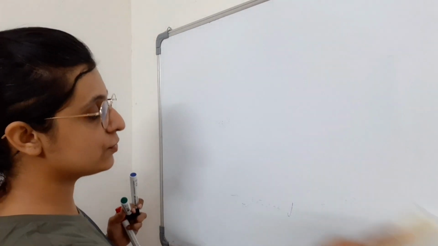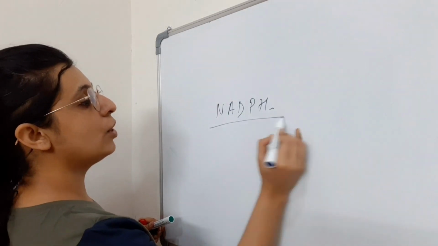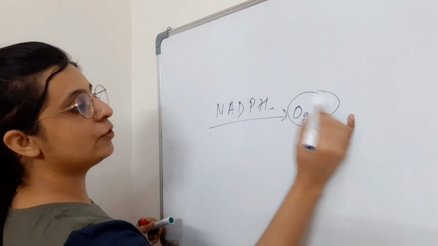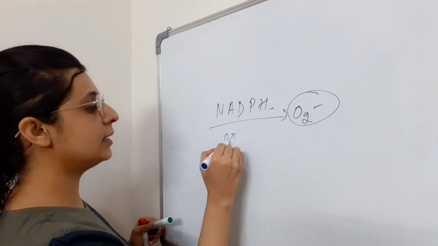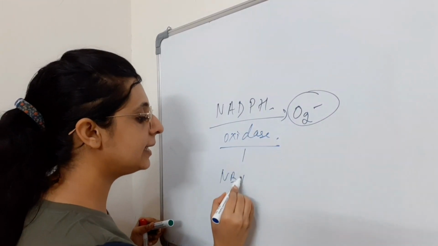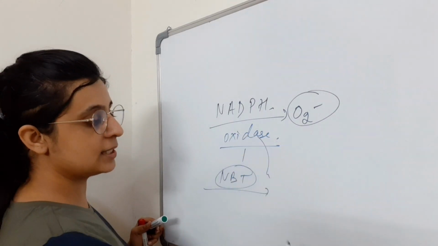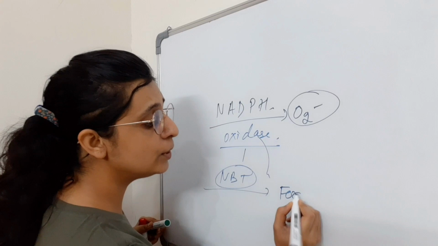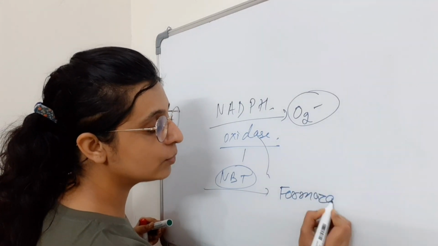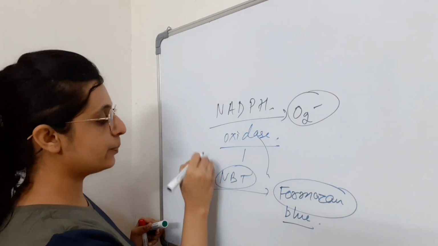In order to diagnose phagocytic defect, I told you NADPH oxidase enzyme was required in order to form superoxide ions required for killing of microbes. If this NADPH oxidase enzyme is present, that can be detected with NBT test. It is a colorless compound which in the presence of this oxidase enzyme will get converted into blue-black formazan compound, and it can be detected if this enzyme is present.